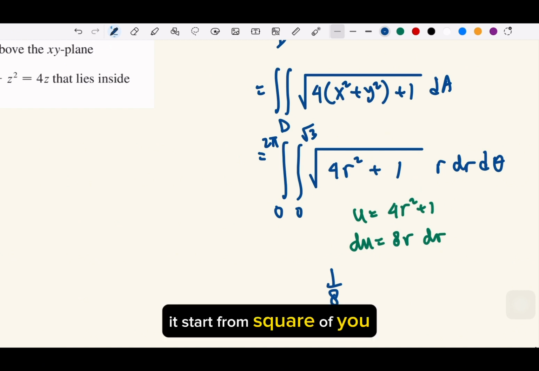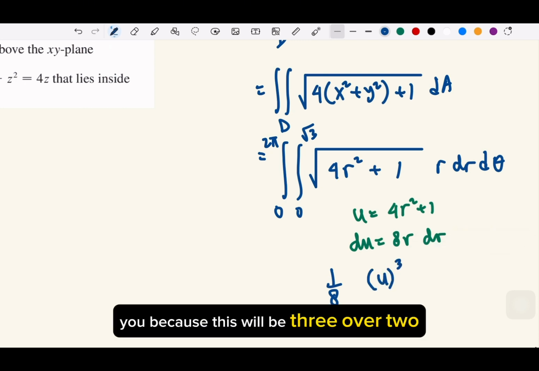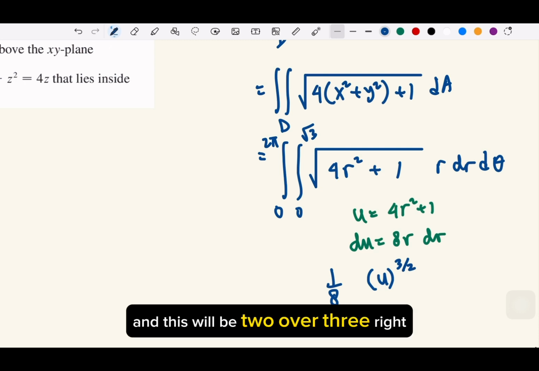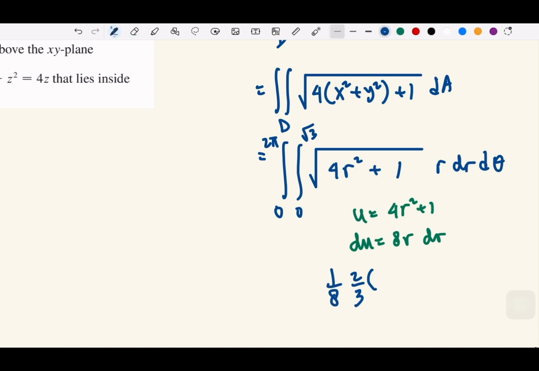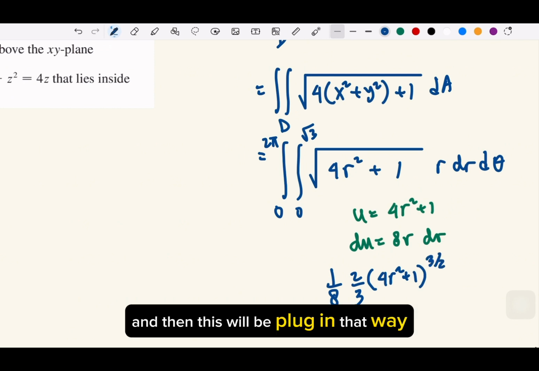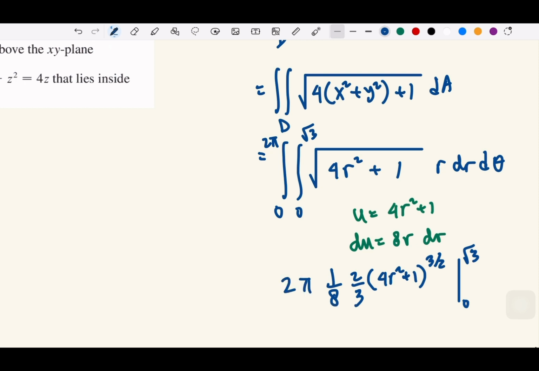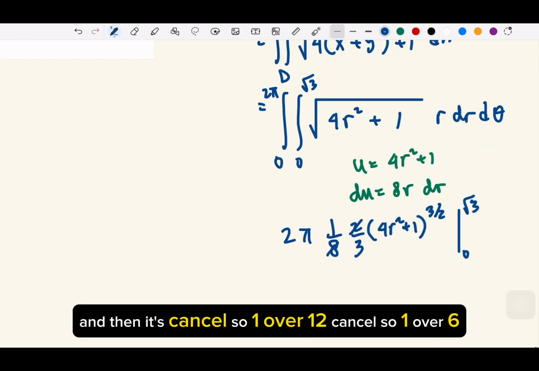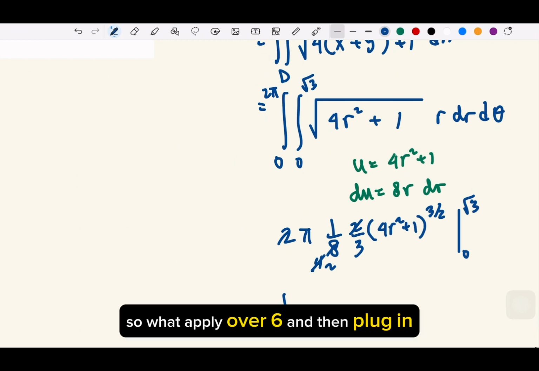It starts from square root of u, but I would like to skip all this process and I will write u to the power of 3 over 2, because half plus 1 is 3 over 2, and this will be 2 over 3, right? And then this u, I will change back to 4r squared plus 1, to the power of 3 over 2, and then plug in that way. The theta I will move in the front, and this is just 2 pi, so 2 pi, and then this cancels. So 1 over 12 cancels, so 1 over 6. So pi over 6.